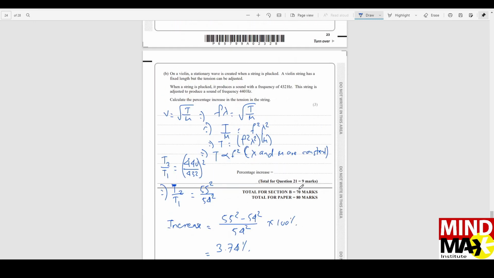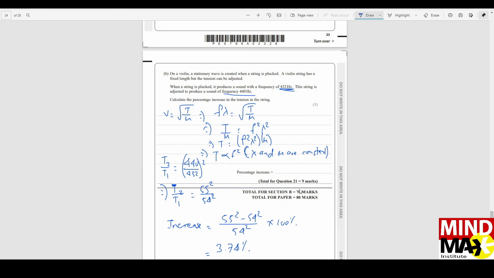This is the last part. So on a violin, a stationary wave is created when a string is plucked. When a string is plucked, it produces sound with this frequency. This string is adjusted to produce a sound of this frequency. So the frequency has increased. So how do you increase the frequency? By increasing the tension. So this is the equation we know.